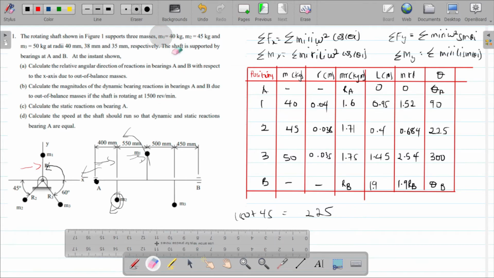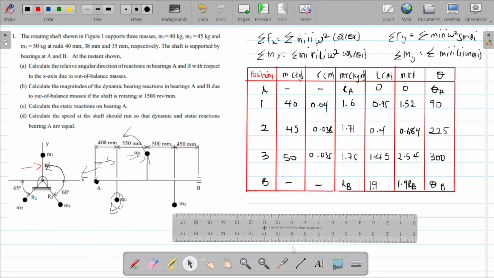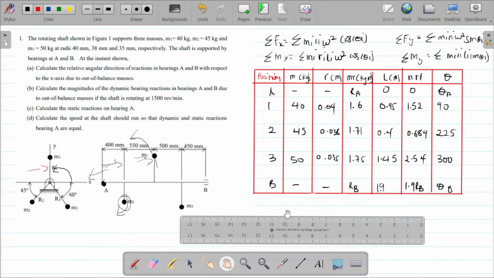So we can either use the analytical method to solve for this or use the graphical method. I'm going to use the analytical method to solve, then we will use the graphical method to solve the same problem. Okay, so let's begin with the analytical method.